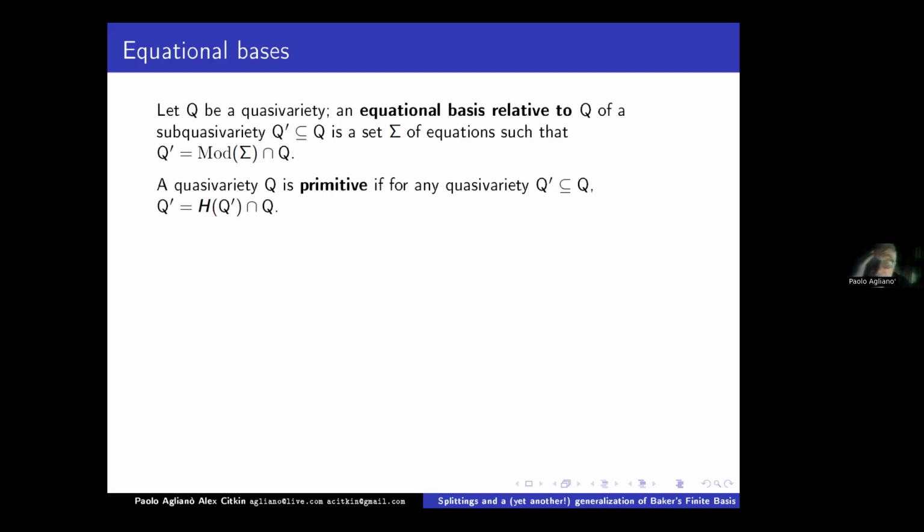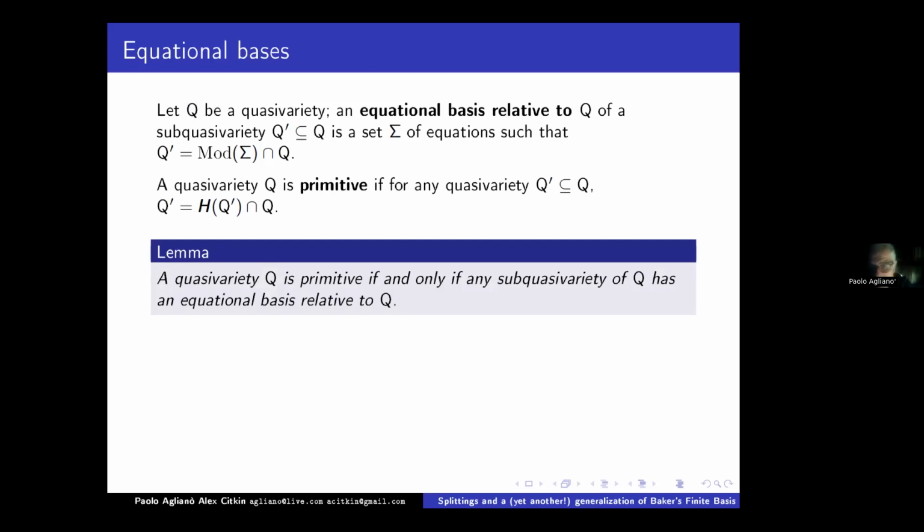And we say that the quasi-variety is primitive if and only if for each quasi-variety Q' contained in Q, Q' is the intersection of Q with the variety generated by Q'. Now, it's almost immediate that a quasi-variety is primitive if and only if every sub-quasi-variety of Q has an equational basis relative to Q, or if you prefer, if and only if every sub-quasi-variety is a relative subvariety. I don't like to use the word relative subvariety because if you say subvariety, it implies that it is a variety, and this is not a variety. So I don't like to use the word relative subvariety, okay?